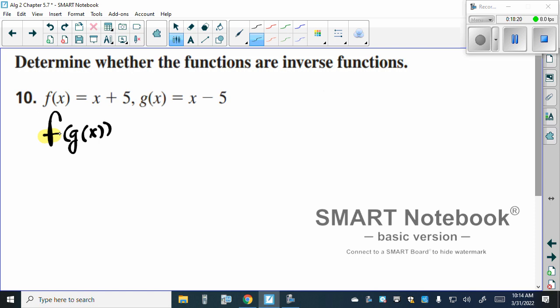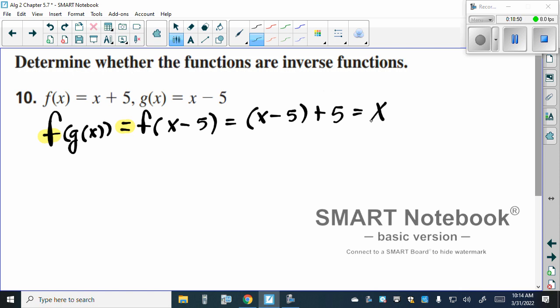Now for this here, g of x is x minus 5. So now we have f of (x minus 5). And to plug it into our first function, we're going to replace x with x minus 5 plus 5, which is x. Okay, so that worked out so far.